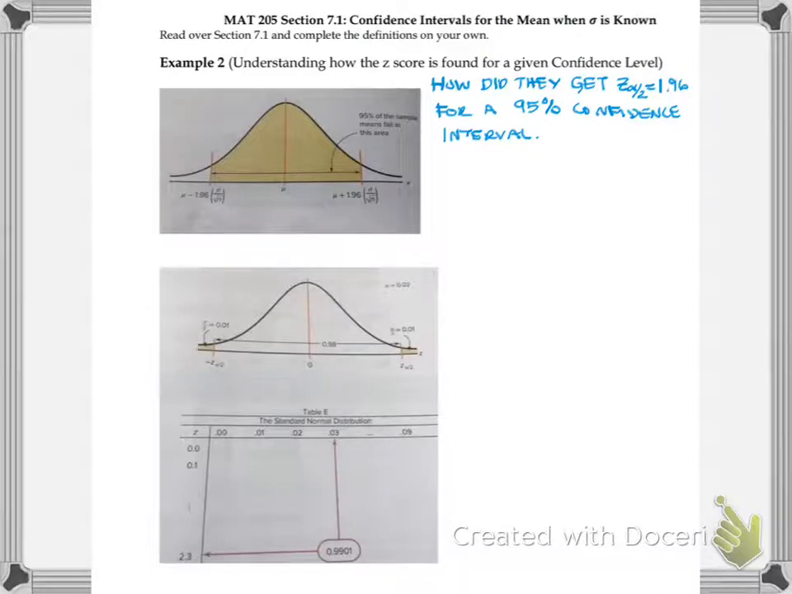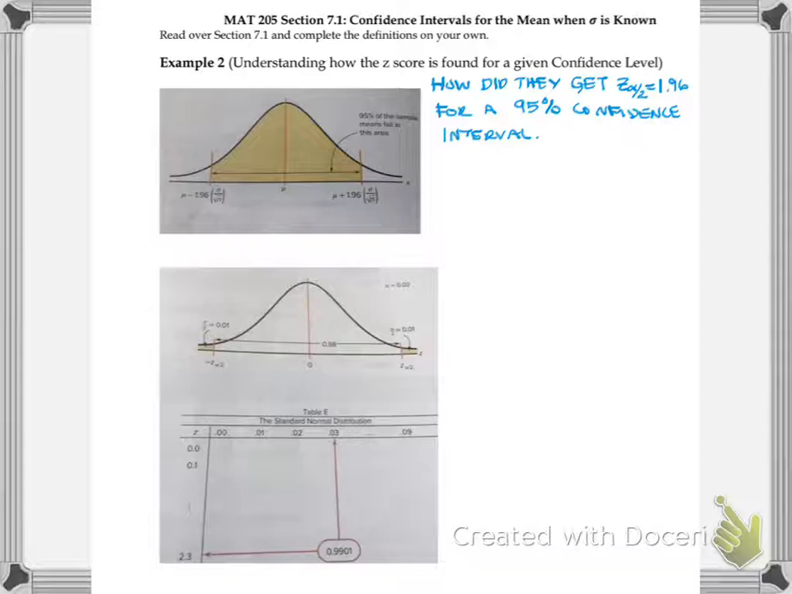Example 2 is finding out how you find that z of alpha over 2. So how do we know that for a 95% confidence interval, our z alpha over 2 will be 1.96? How do we know that? Well, this is the process, and it's pretty straightforward. It's a little intuitive, but it's pretty straightforward once you get it. I like, whenever possible, to write things in steps, so I broke this down into 4 steps, and hopefully this will help you find your z alphas over 2.